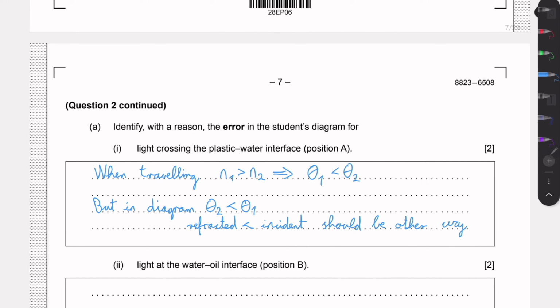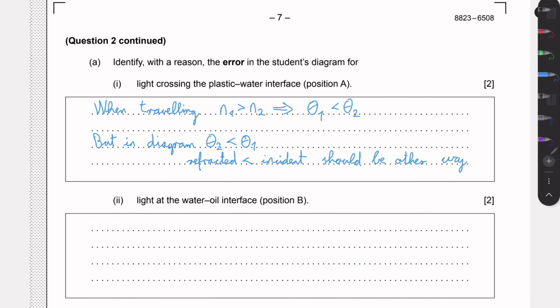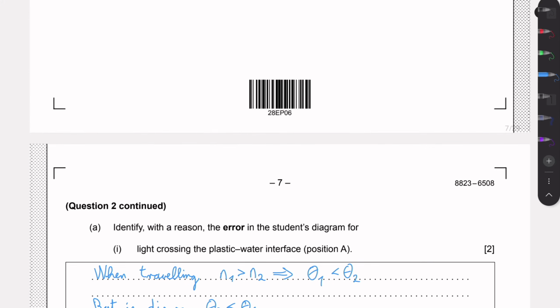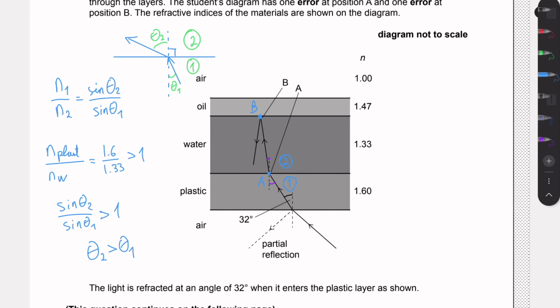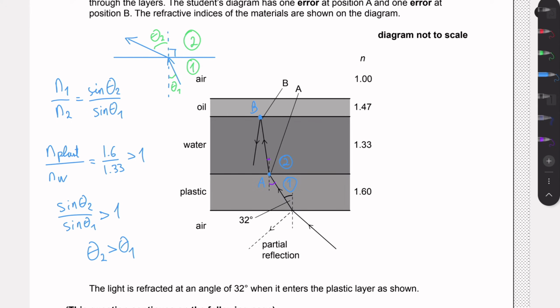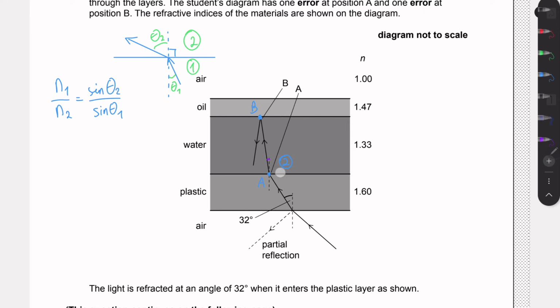Yes. And then we want to do the same analysis for light at the water-oil interface, or position B. Now, if we look at this situation, we see that we actually have no refracted rays. So there are no rays entering the oil medium. All the rays are hitting this boundary and reflecting back. This is what we call total internal reflection.